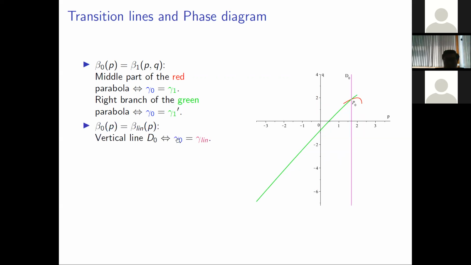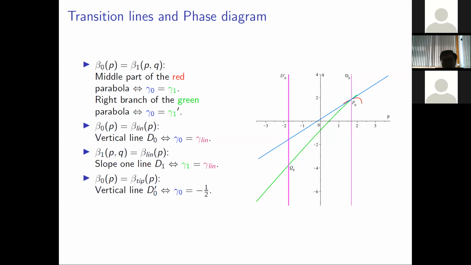Similarly, look at beta zero equal to beta lean, so we have gamma zero equal to gamma lean. This line transition lies just where gamma zero equals minus one over two. Okay, beta one equal to beta tip. Well, we just solve the equations without using gamma or gamma one here, just like the blue cut graph. It will not affect our analysis later.